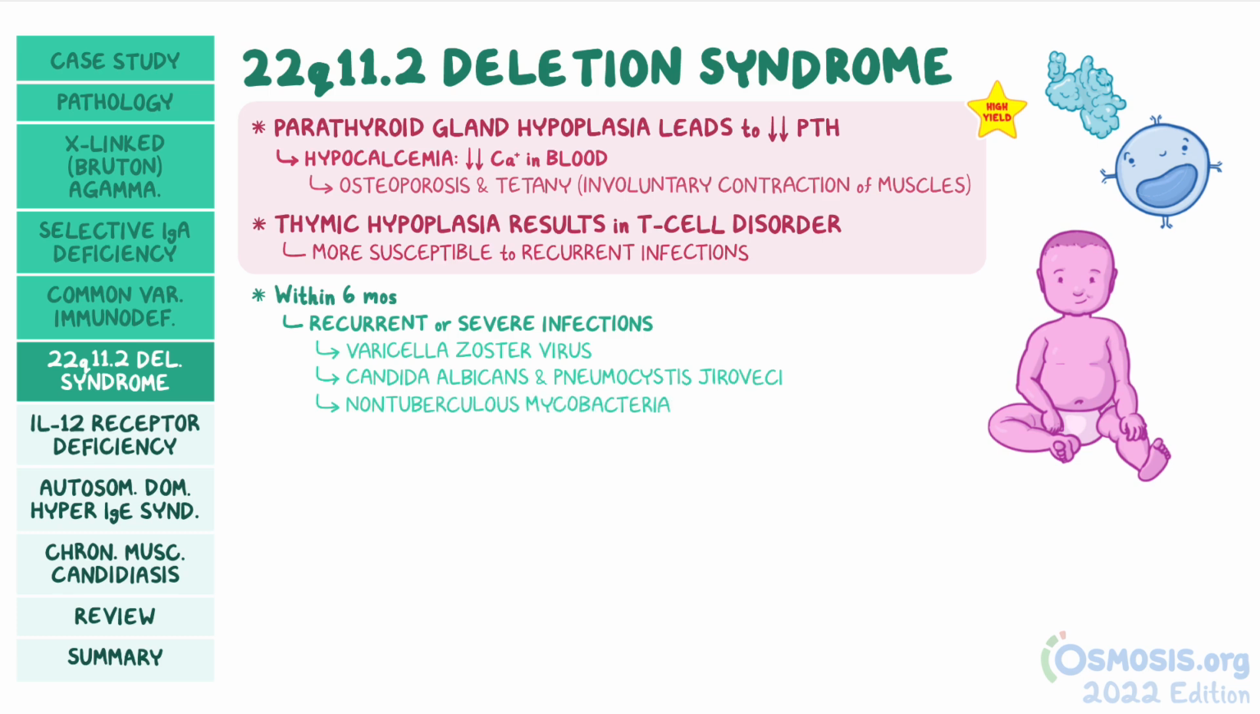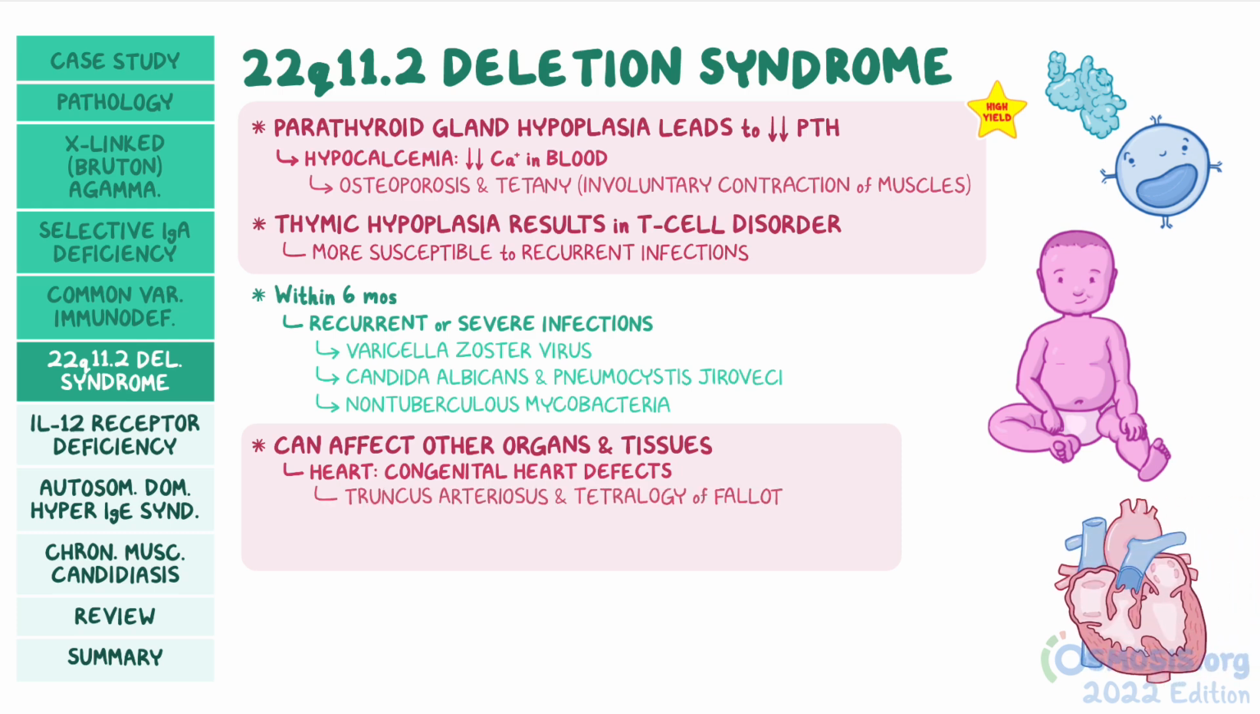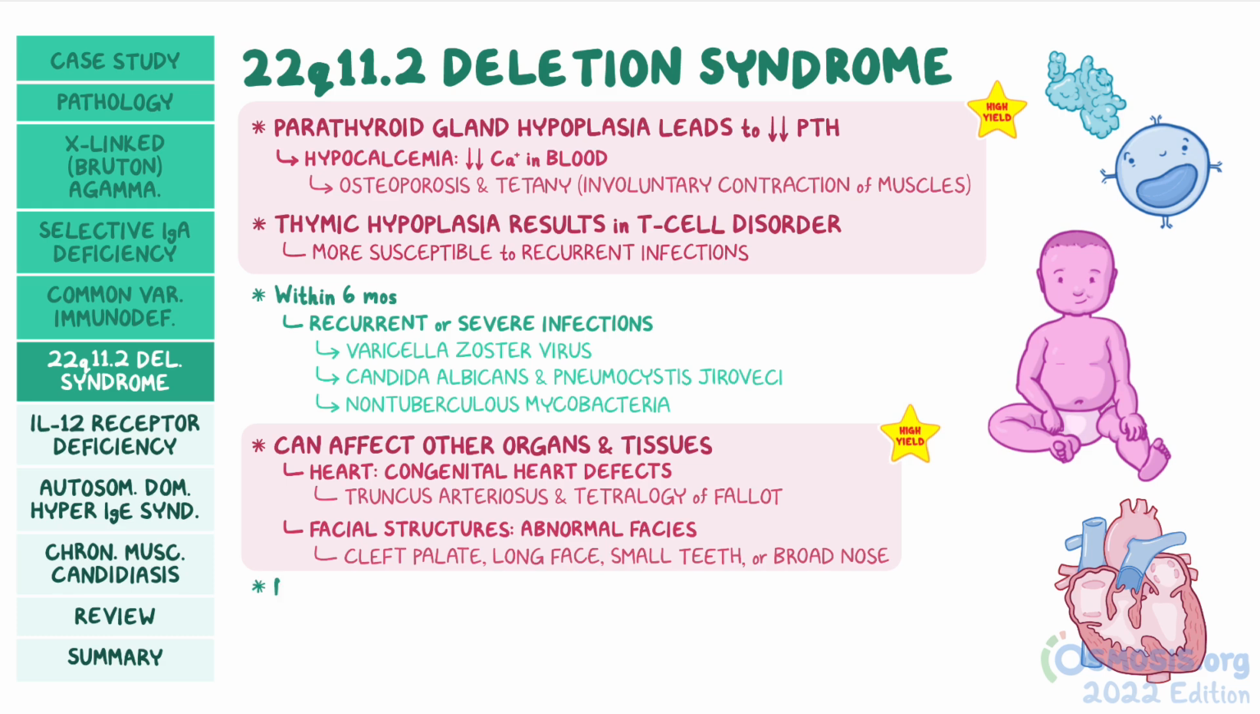Now, in addition to affecting the thymus and parathyroid glands, you must know that deletion of the 22q11.2 region can also affect various other organs and tissues. This includes the heart, resulting in congenital heart defects, in particular truncus arteriosus and tetralogy of Fallot, as well as the facial structures, resulting in abnormal faces, such as cleft palate, a long face, small teeth, or broad nose. Finally, some individuals may also have speech or learning disabilities.